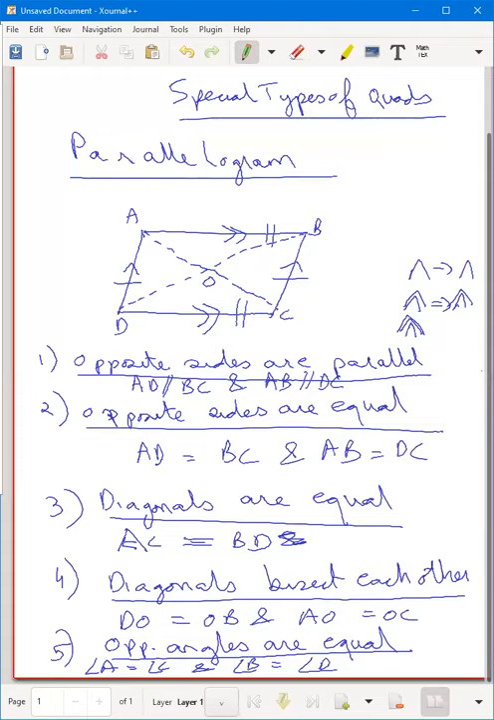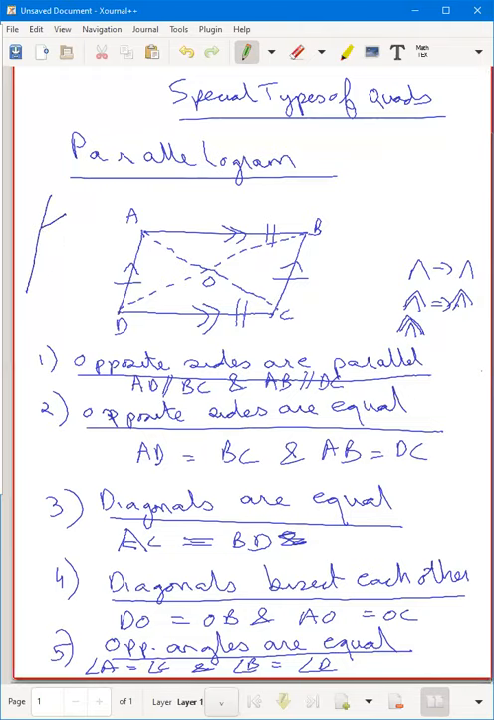Can anybody tell me what will be the sum of angle A and angle D? A and D. 180. Why will that be? Parth, what is the reason for it being 180? Sir, the sum of angles on a straight line is 180. If I have a straight line here and one angle here and one angle here, they add up to 180.